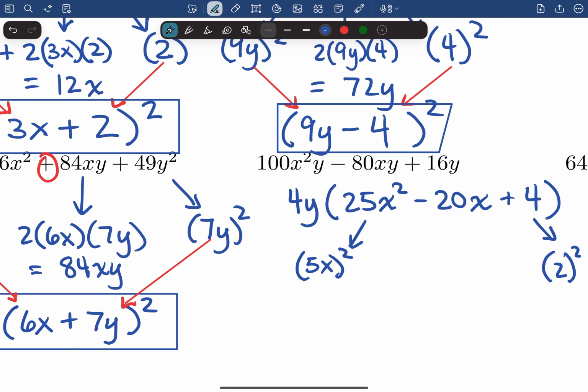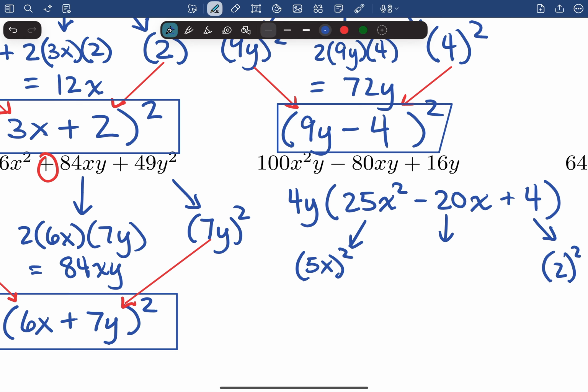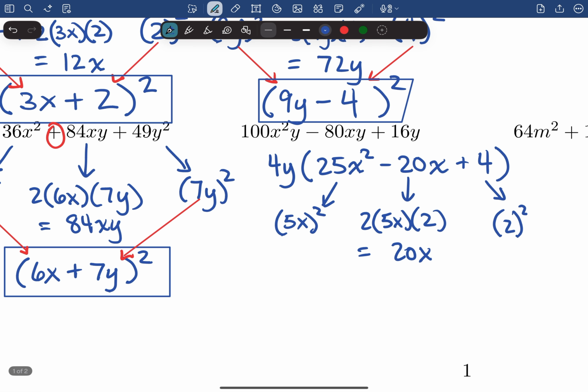Okay, so there we go. So those are like my A and B values of the factoring pattern. And now I'm going to check that middle term and say, well, is it 2 times A times B? Is that what it is? And 2 times 5x is 10x, and 10x times 2 is 20x. Yes, it is. Okay, so this is a perfect square trinomial. And so let's factor it.